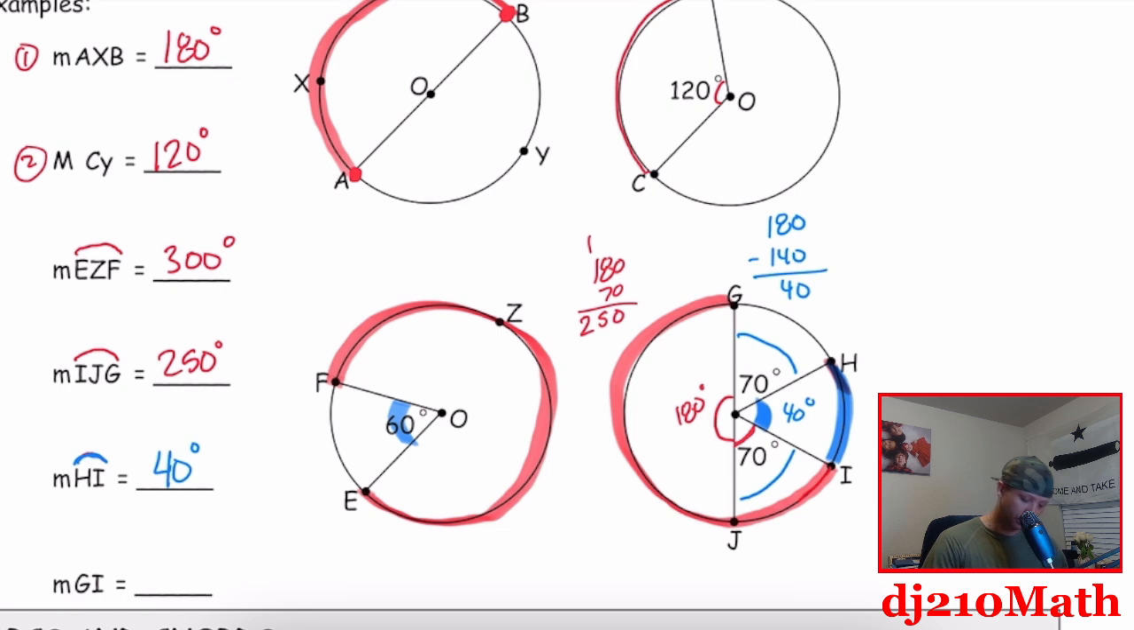All right, and the last one, the measure of arc GI. We're going from G to I. It's the minor arc. Again, this is why minor arcs have 2 letters, because if I just say G and I, technically I could go the other way from G to I, but we know that 2 letters is a minor arc, less than 180, so it's the shorter distance. So this is going to be 70 plus 40, 110 degrees.